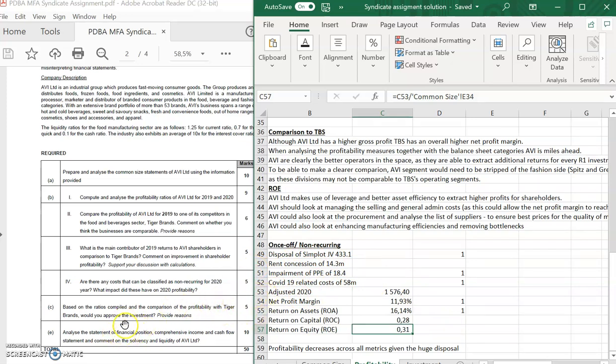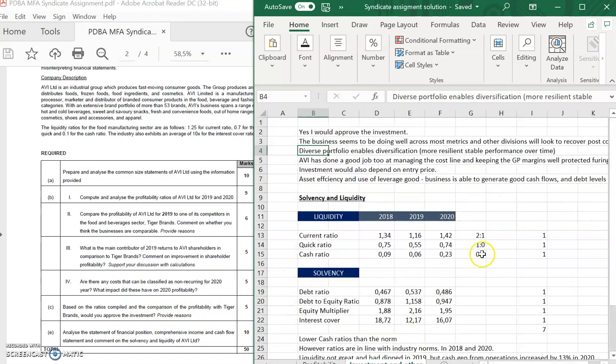Okay, last two parts of the questions. Based on the ratios compiled, would you approve the investment? Yes, you should have approved the investment. The business seems to be doing well across all metrics. They're also doing a good job at managing the costs down. Your asset efficiency and your use of leverage is very good.